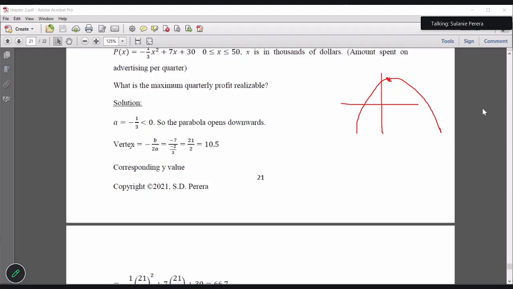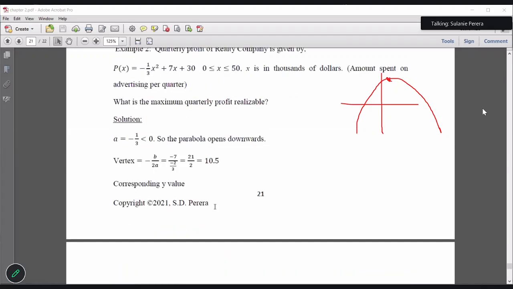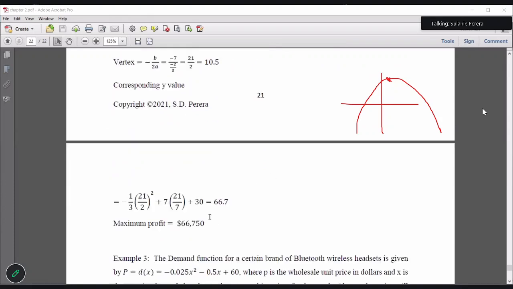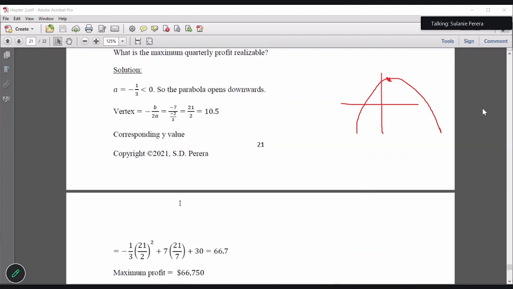Right, so if you plug in minus b over 2a, minus b, minus 7, over 2 times a, which is 1 over 3, if you simplify you get 10.5. If you plug it in here, you get the y coordinate, which gives you the maximum profit. Since it's in thousands of dollars, 66.7, you multiply by 1000 and get the maximum profit as 67,750. So that is how you get the maximum value.